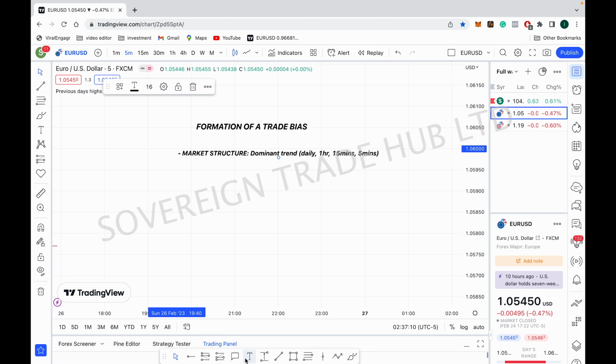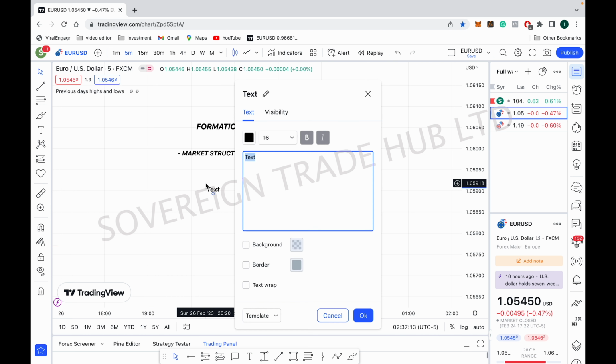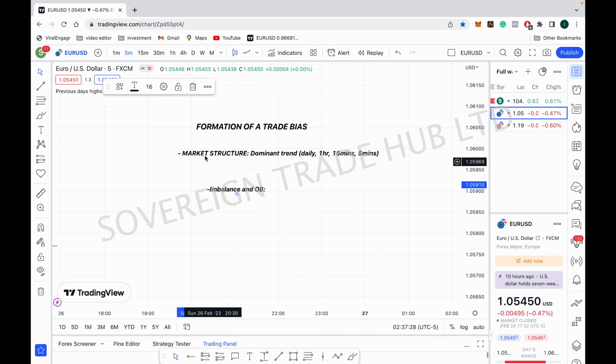So that being said, the next thing I look out for is imbalance and OB, that's order block. Why do I look out for this zone? The truth is that poorly traded areas, inefficient market price action, always have a way of getting retraced into in that very particular time frame.